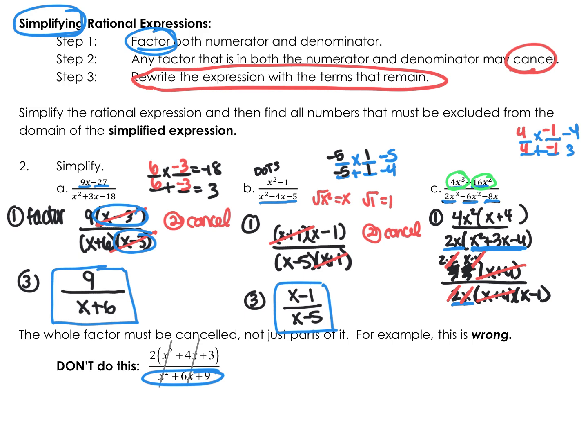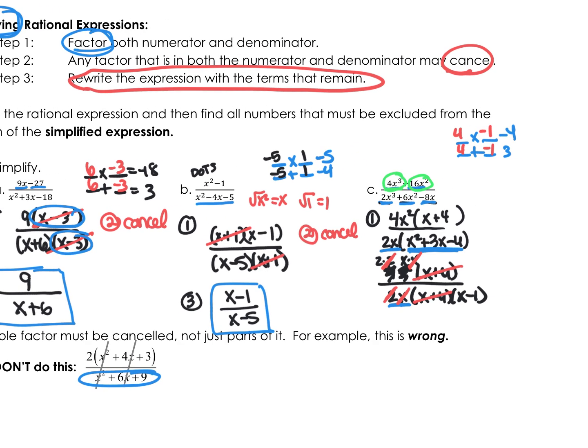So when we go to write our answer here of what we have left, in the top we have a 2 left right here. So we have a 2 in the top. That's the only thing, or not the only thing, sorry. We also have an x here. I almost missed that x. And then the bottom, the only thing we have left is x minus 1. And that's your answer.